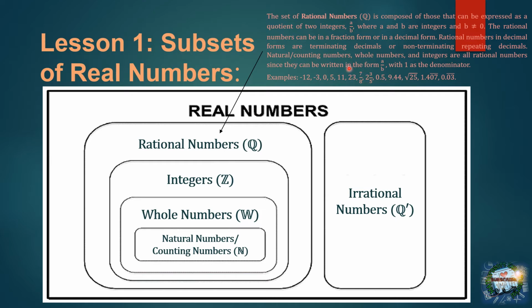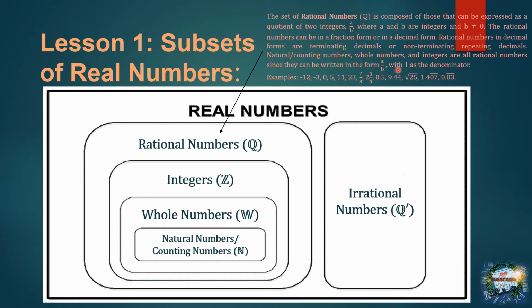So 7 over 8. 7 over 8 is a fraction, proper fraction. So 7 over 8, A is 7, B is 8. So obviously it's a rational number. So 2 and 3/5, it's a mixed number. Pag kinonvert naman natin yan into an improper fraction, A over B din yan eh. Diba? Ayan, no? So 2 and 3/5 is also a rational number. 0.5, decimal, terminating decimal. Same thing with 9.44. They are terminating decimals, then they are considered as rational numbers.